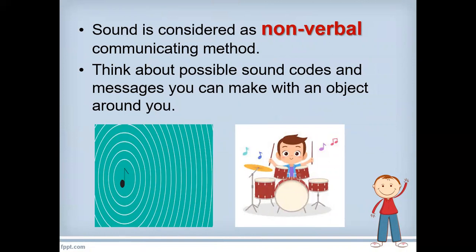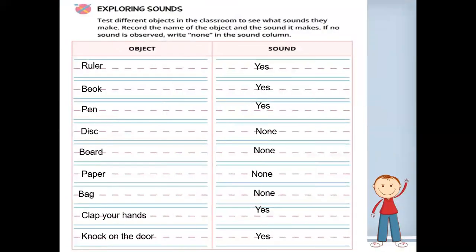Now, let's think about possible sound codes and messages you can make with objects around you. Open your book, page 219, to test different objects and see what sounds they could make. For example, the ruler. Can we use the ruler to make a sound? Yes, of course. What about the book? Yes, we can also make a sound using the book. We can also make a sound using a pen.